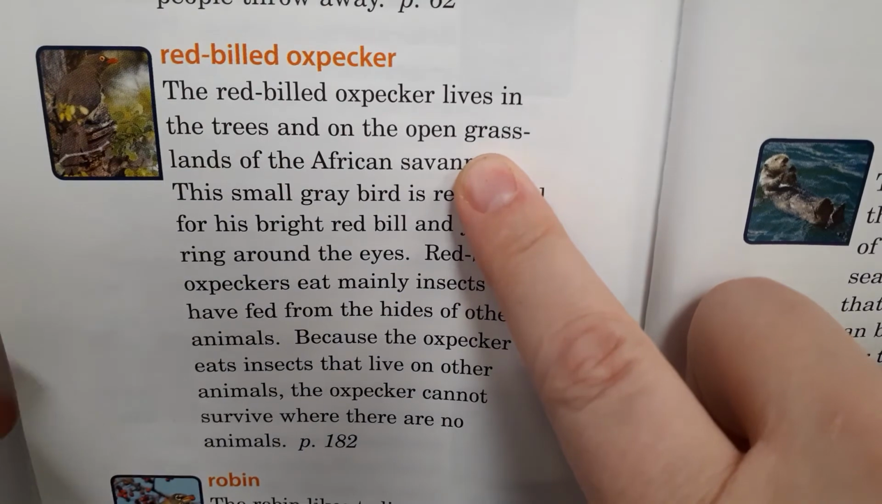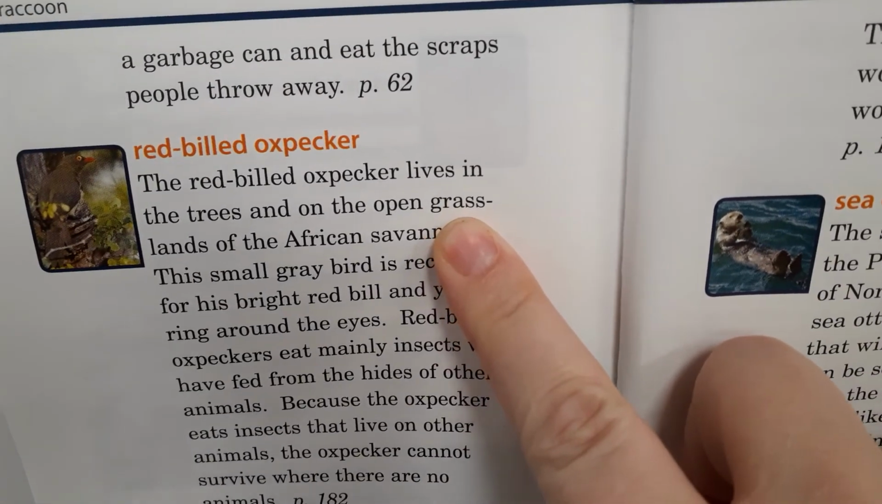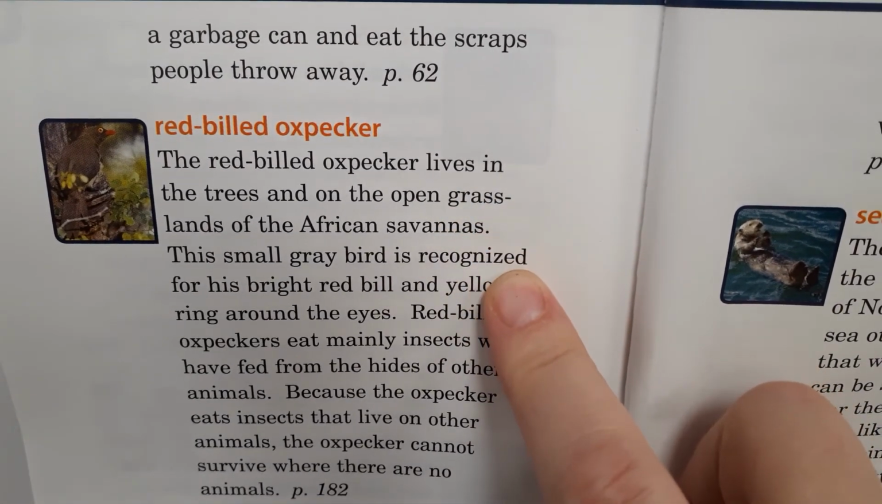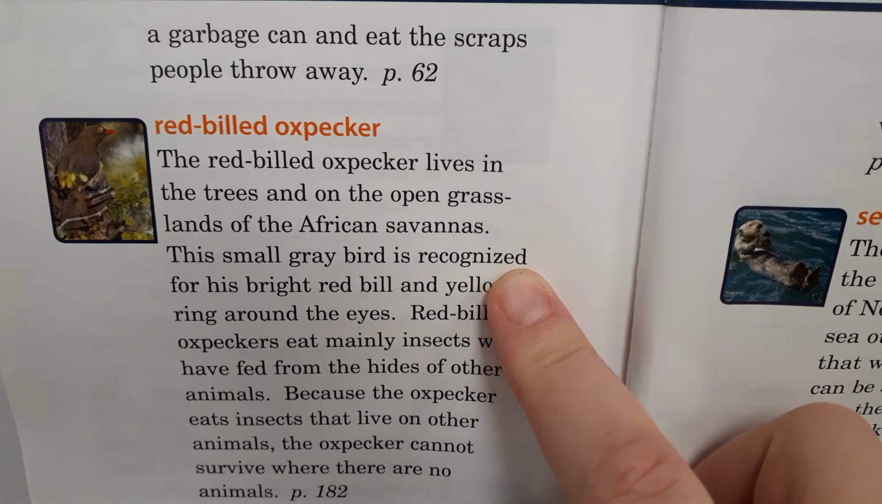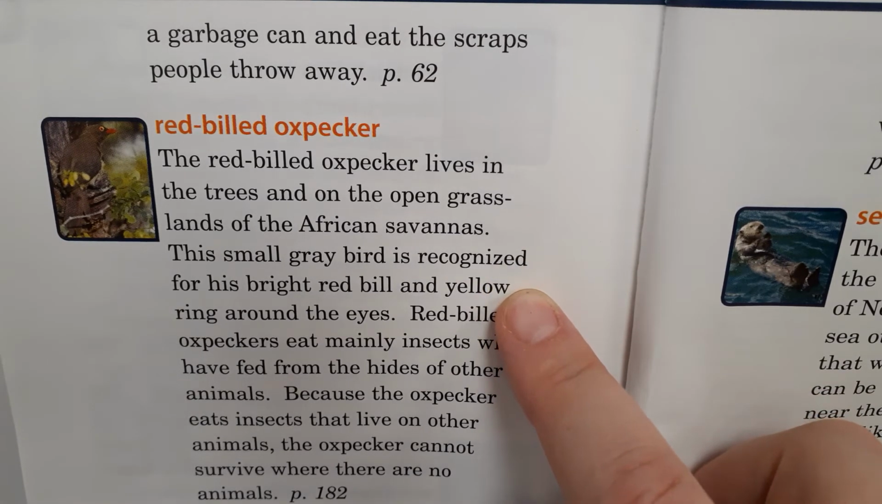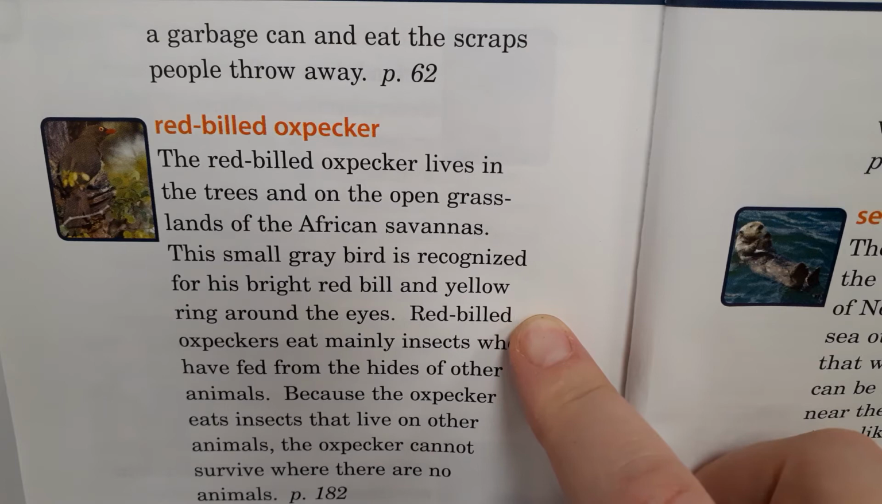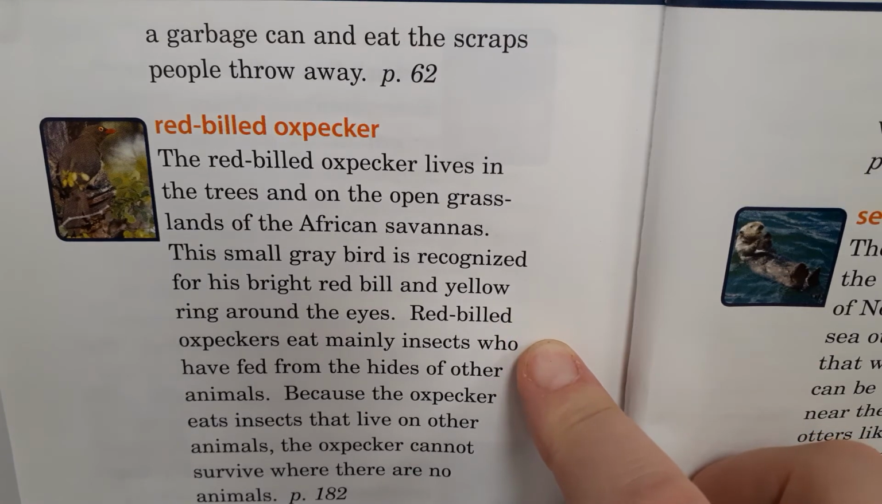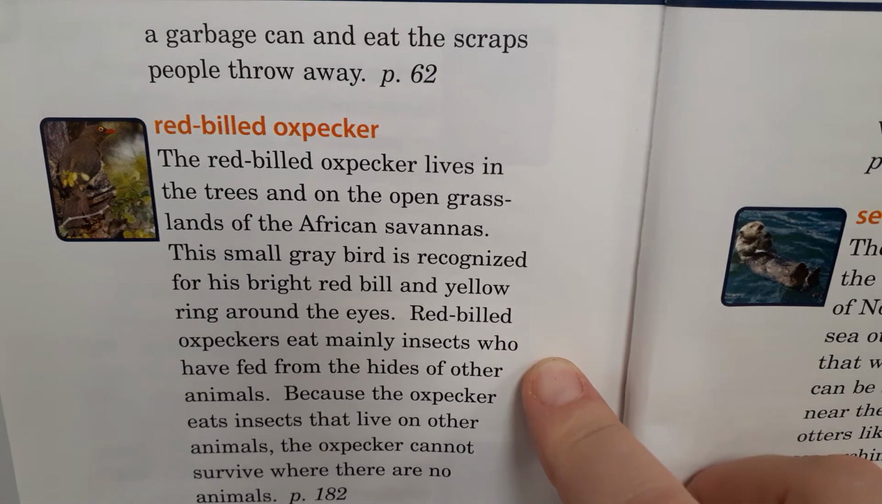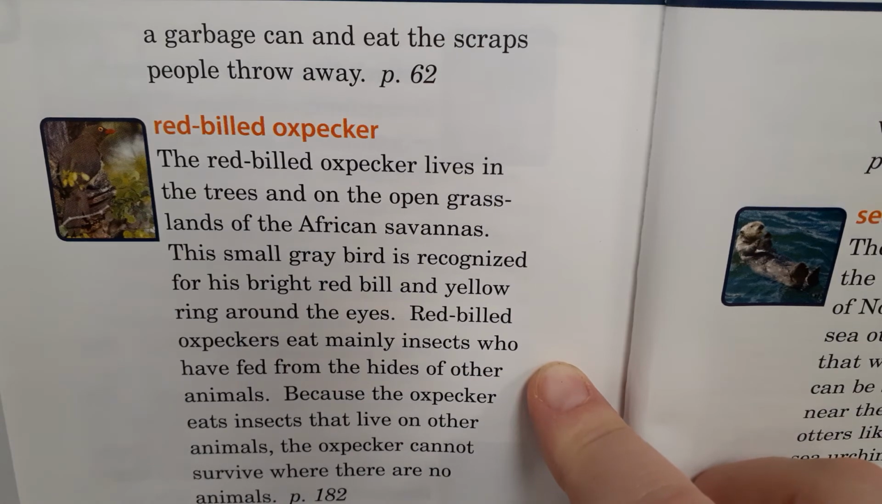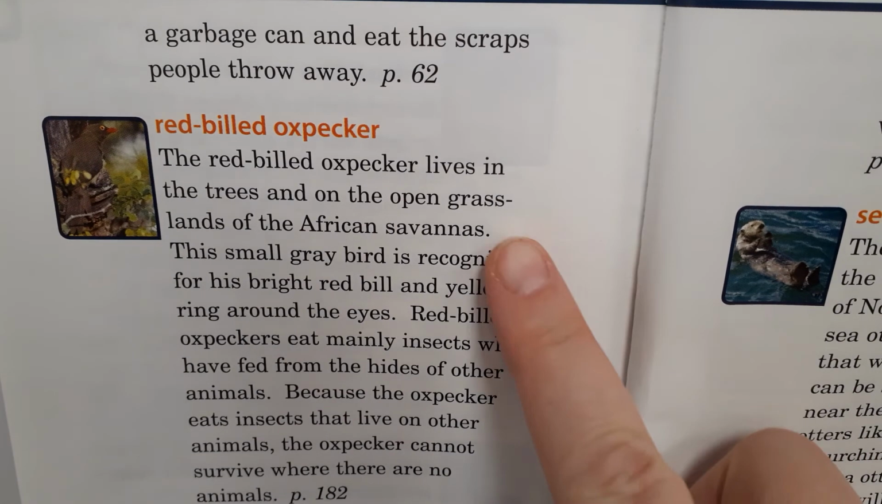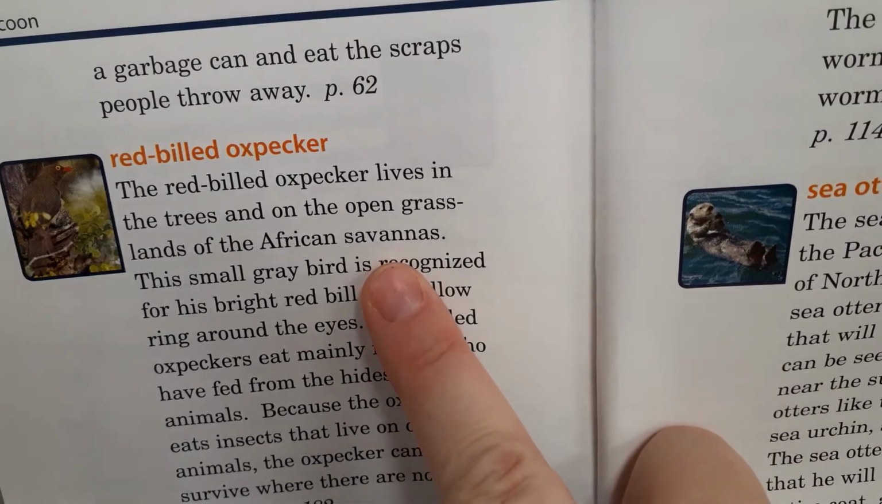The red-billed oxpecker lives in the trees and on the open grasslands of the African savannas. This small gray bird is recognized for his bright red bill and yellow ring around the eyes. Red-billed oxpeckers eat mainly insects who have fed from the hides of other animals. Because the oxpecker eats insects that live on the other animals, the oxpecker cannot survive where there are no animals. So what color are the feathers? Gray. It's a gray bird, so he's made of gray feathers.